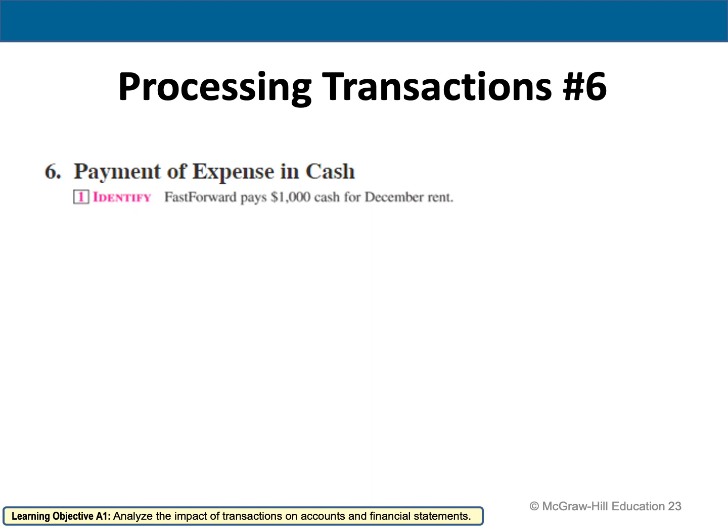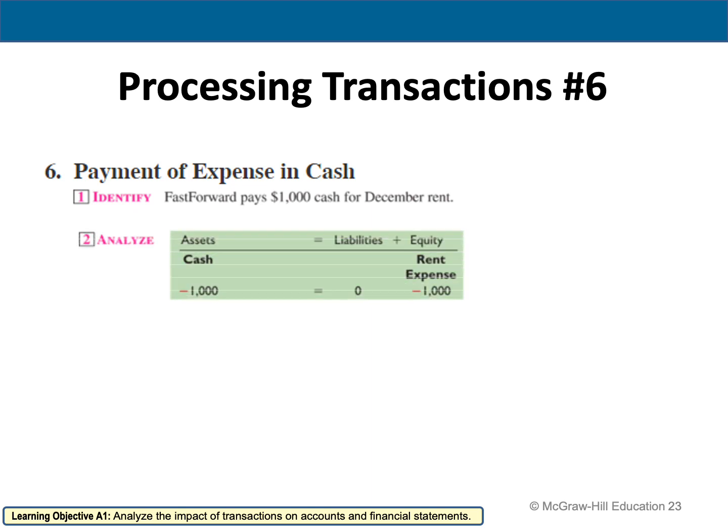So if we want to analyze the transaction in step 2, we can say cash is decreasing and rent expense is increasing. Now you are going to ask me, yes, you are saying that the rent expense is increasing, but whatever is showing here is decreasing.